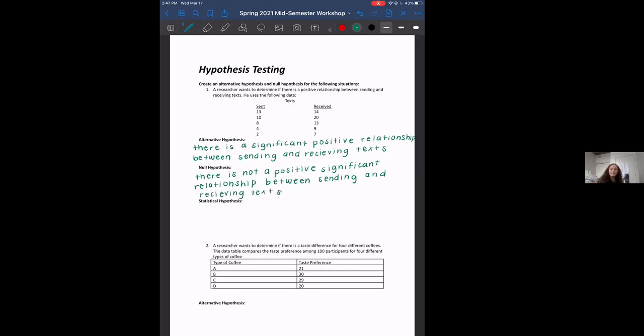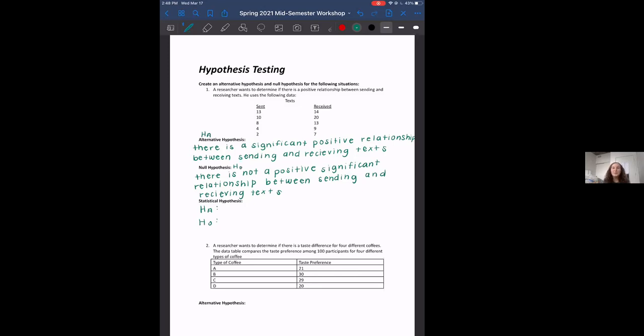All right, good. So now let's go over the statistical hypothesis. So the statistical hypothesis is basically putting what you wrote into number form. So let's start with the HA. So the HA is the alternative hypothesis, right? And then the HO is the null. So I'm going to write that right by them, so that way you can remember which is which. So HA is alternative and HO is null.